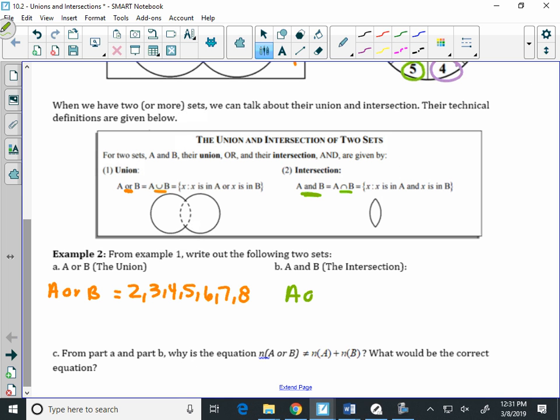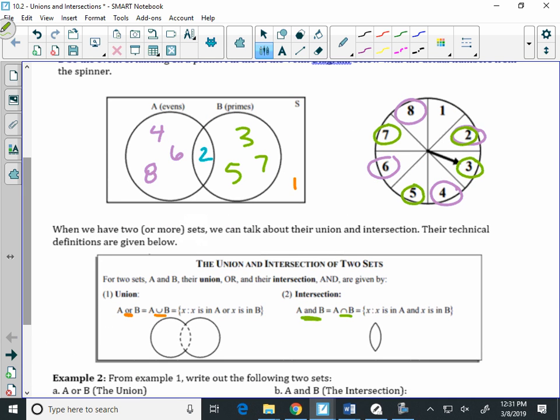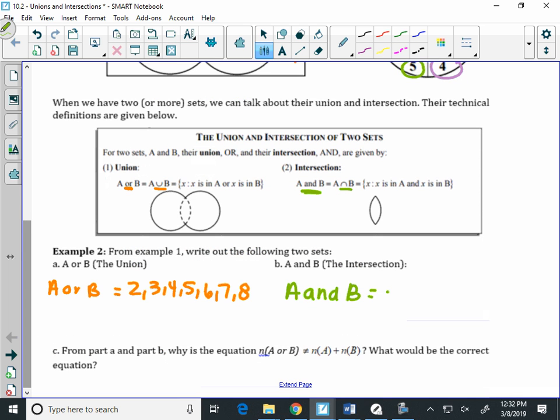The intersection, so A and B, is what the two sets share. Well, what number did they share? 2. So their intersection is 2. The only thing that they share.